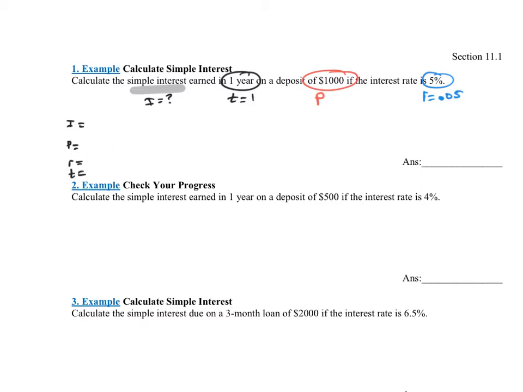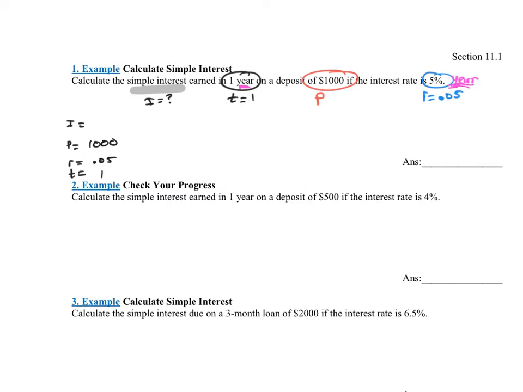So if I wrote it on the side, I would have written that P equals 1,000, R equals 0.05, T equals 1. I just want to notice that this is year. It doesn't say what the interest rate is, so we know that's yearly. So we know that's in terms of years. So those two match. So there we go.